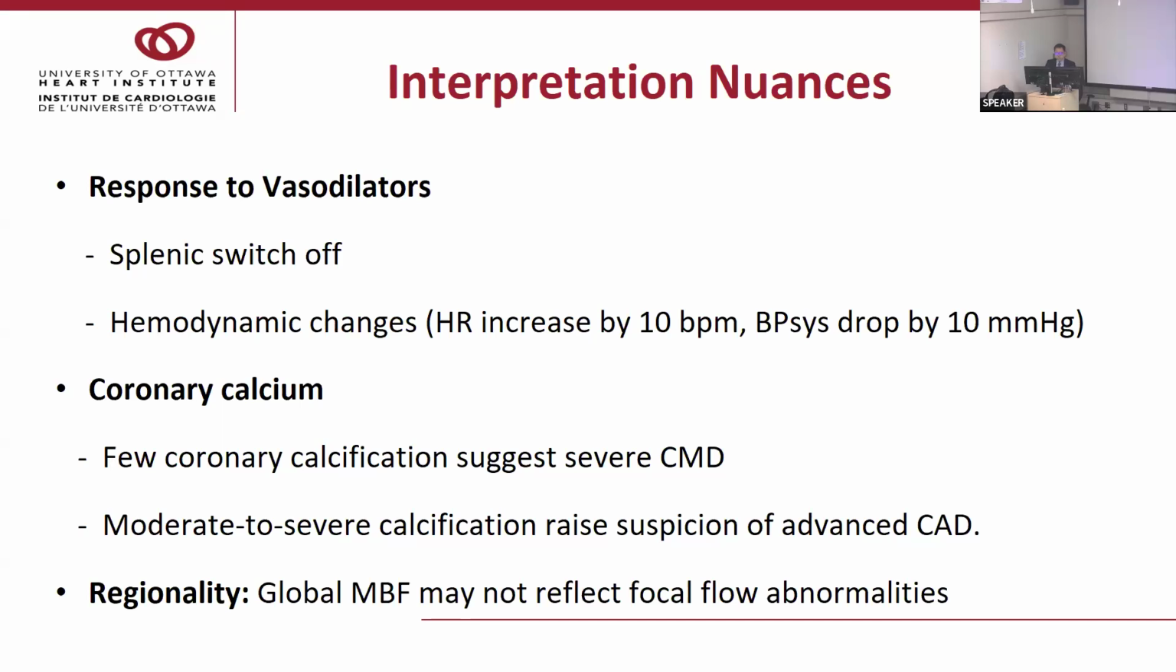Coronary artery calcification also provides crucial context. In the setting of reduced MFR, few calcifications increase the likelihood of severe microvascular dysfunction, whereas moderate to severe coronary calcification suggests advanced coronary artery disease. It's also important to note that global MBF, the global value, can mask regional variations, potentially masking a focal area of reduced flow. So I'm always trying to see regional flow abnormalities when reporting PET.